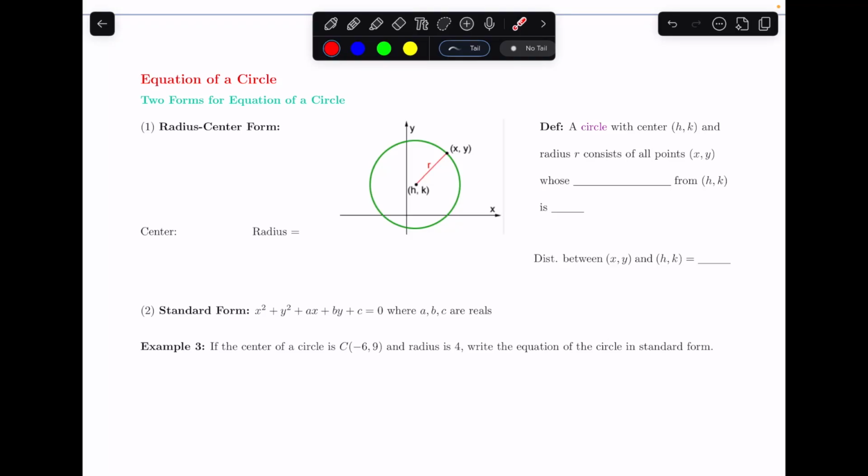In this video, we are going to talk about the equation of a circle. There are two common forms for the equation of a circle. First, we have what's called radius center form, and I'm going to try to show where this comes from with a picture.